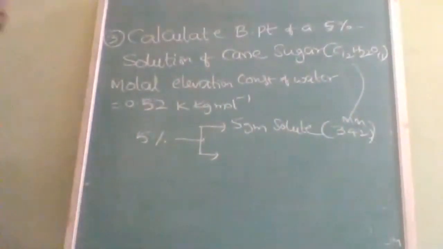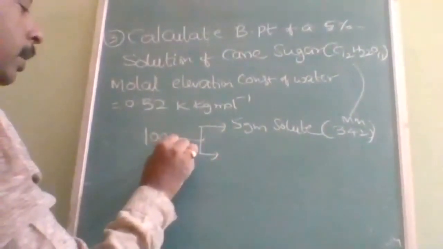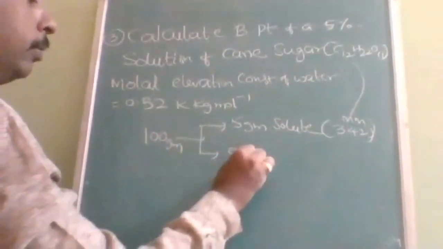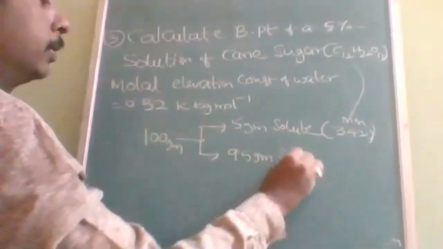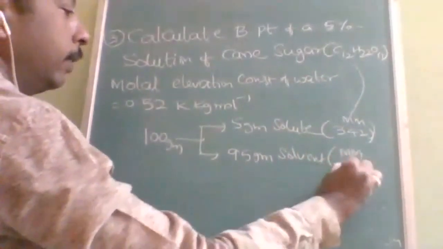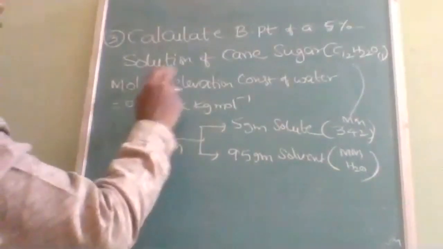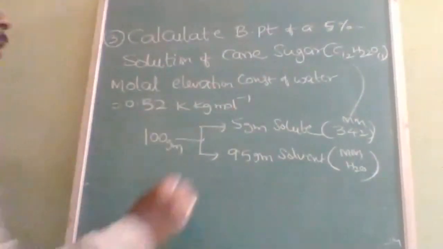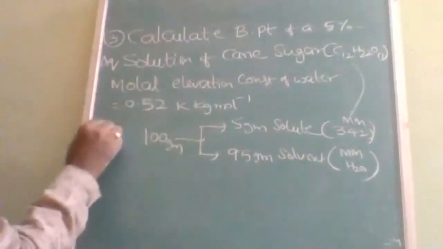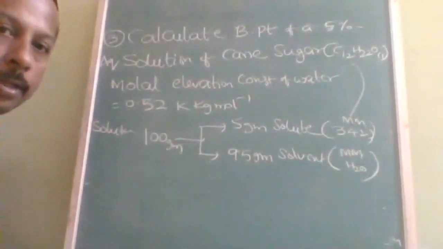You better remember it. And for percentage, better to take it as grams. If you are taking 100 gram solution, 5 grams is solute and the remaining 95 grams is going to be solvent. Molecular mass of the solvent is not required, but for safety I am writing it as water. Better to think in the question also, 5% aqueous cane sugar solution. Now with this I think you got every idea, so let us substitute.